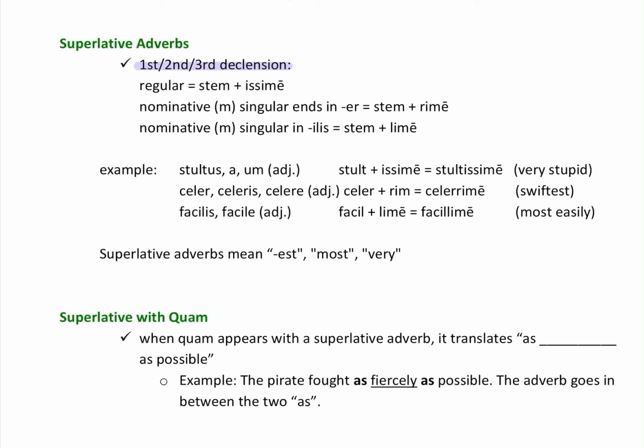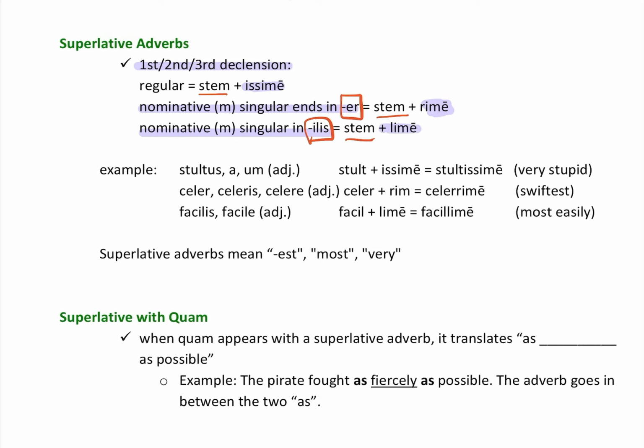For regular adjectives, most normally what you'll see is the stem plus issime. Now, I want you to take a look; we'll look at this as well. If the nominative masculine singular ends in er, you're going to take again the stem, but you're going to add rime to it. Now, if the nominative masculine singular ends in ilis, let me underline these so you can see them, we're going to do the stem plus limE.